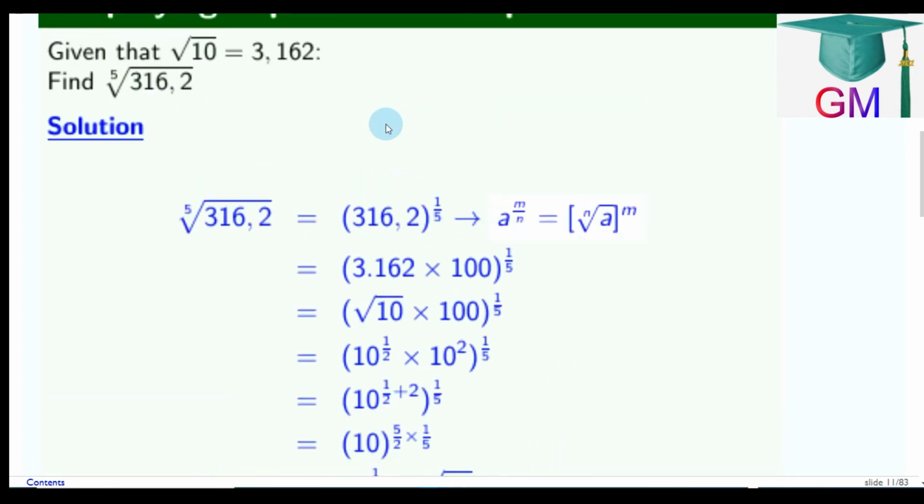Now, we have given information. Square root of 10 is equal to 3.162. How we put that into play is another thing. So 316.2 can be written as 3.162 multiplied by 100.